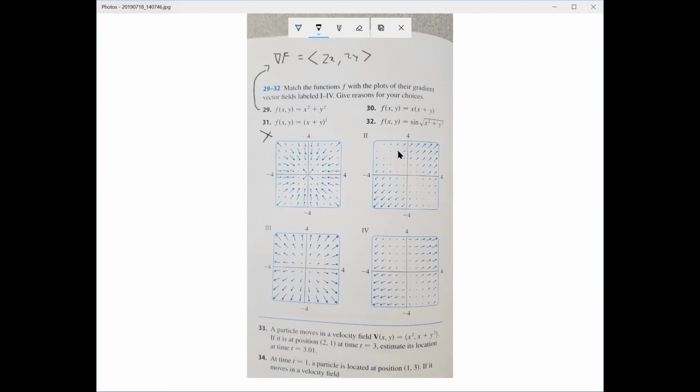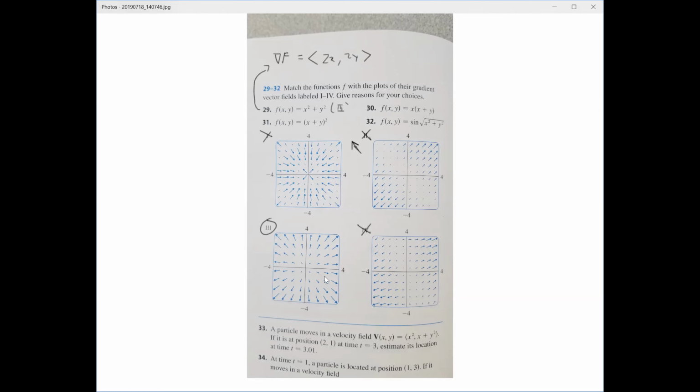Now let's look at the second quadrant. We have 2x, 2y. If we have negative x values and positive y values, my vectors for the second quadrant are going to look something like this. So we can eliminate option number 2 based off that, and actually option number 4. So we're left with option number 3. So for 29, it's just going to be option number 3.